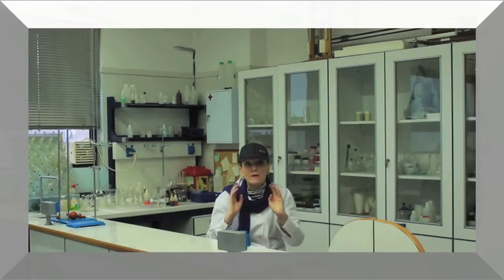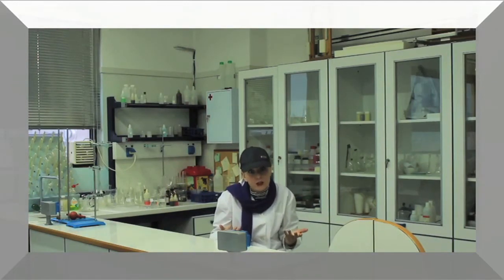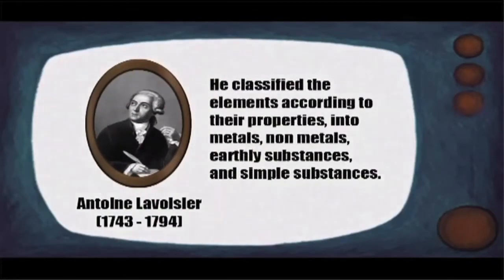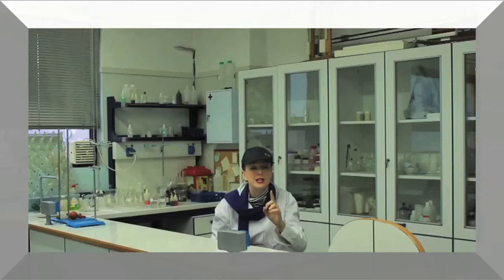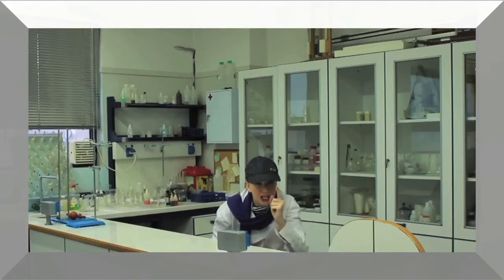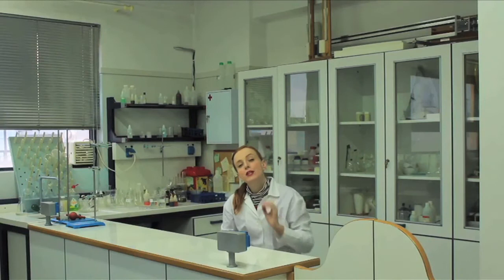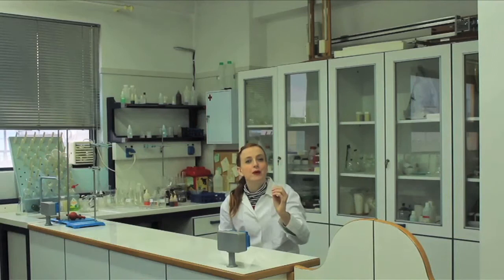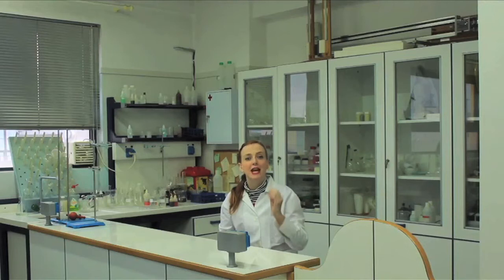"Oh wait, but you've forgotten that at the end of the 18th century, Lavoisier classified the elements according to their properties. So, materials with similar behaviour in chemical reactions were classified as similar. Lavoisier classified his elements into metals, non-metals, earthly substances and simple substances. But this organisation is not classification. But to understand how the periodic table developed more clearly, it is important to understand how the works of Dobereiner and Newlands in their creation of the division of the elements."